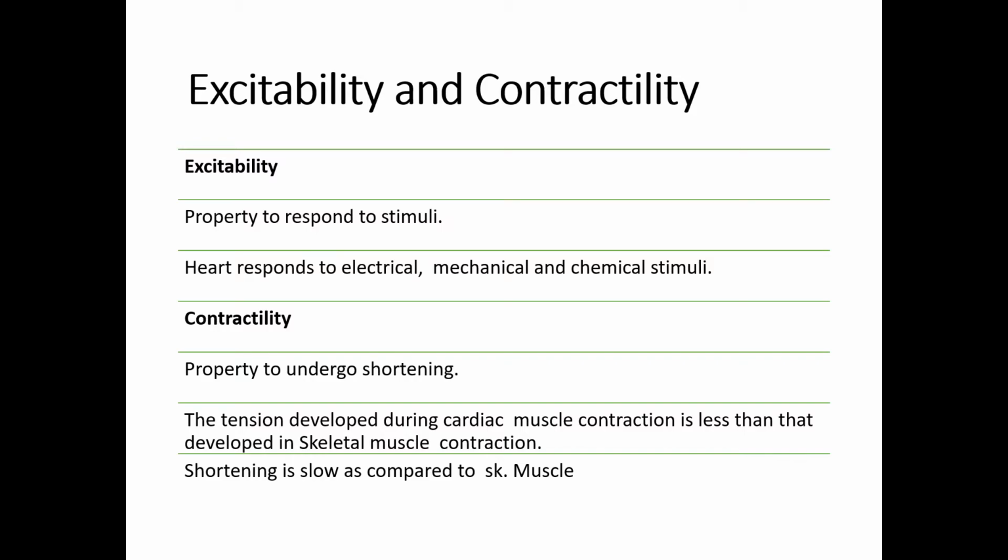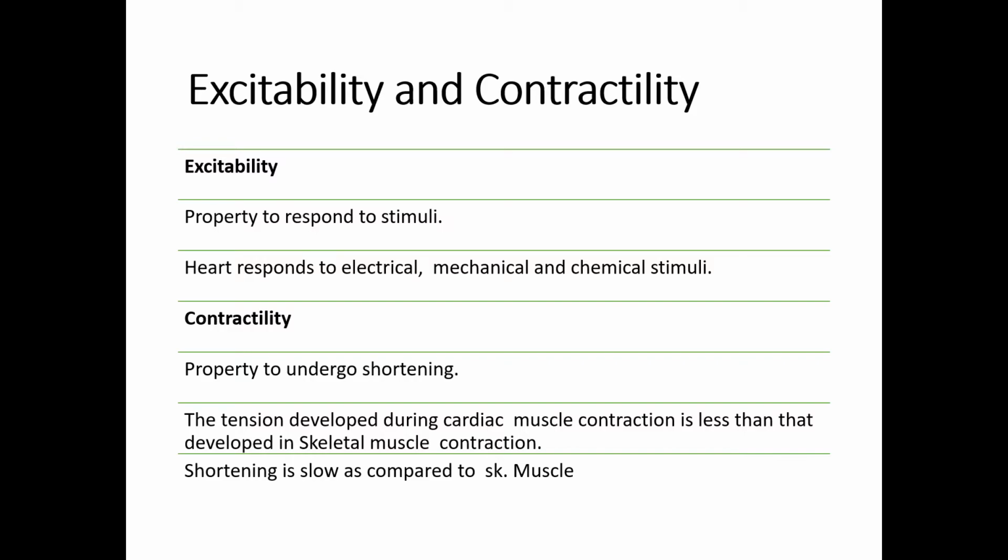Now the contractility. Once the muscle gets excited, it responds to the stimulus. Of course, the second stage is the contraction. So the property to undergo shortening is called contractility. The tension developed during cardiac muscle contraction is less than that developed in skeletal muscle contraction. The shortening and length change of the skeletal muscle is more as compared to the cardiac muscle. As you know, cardiac muscle cells are very small in size, and they do not need too much contraction.